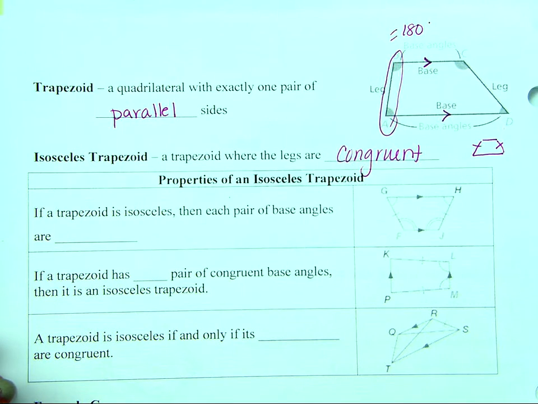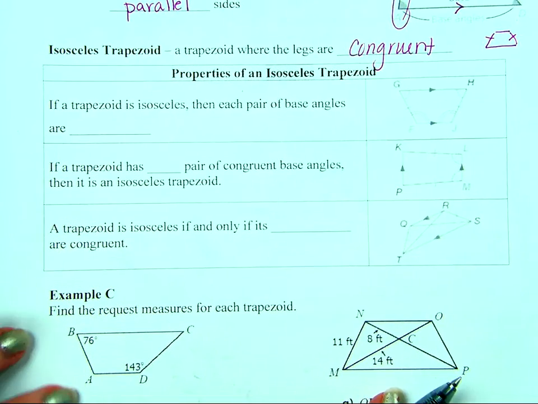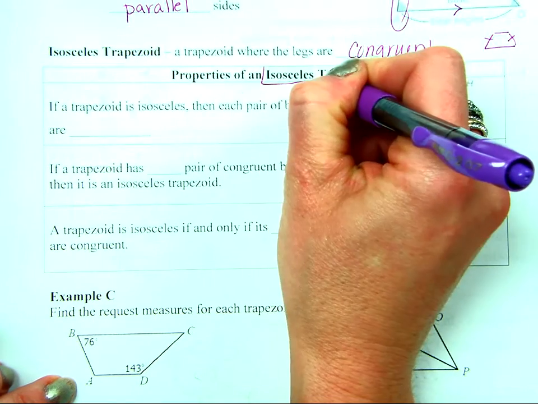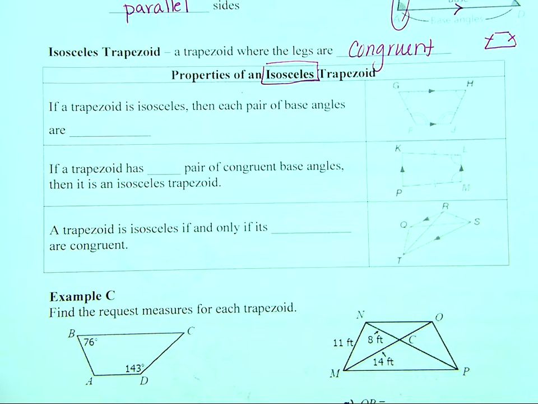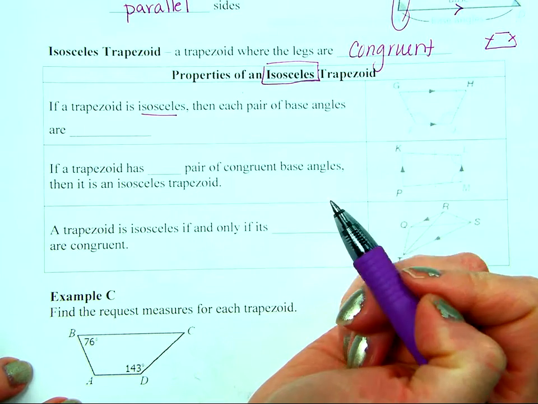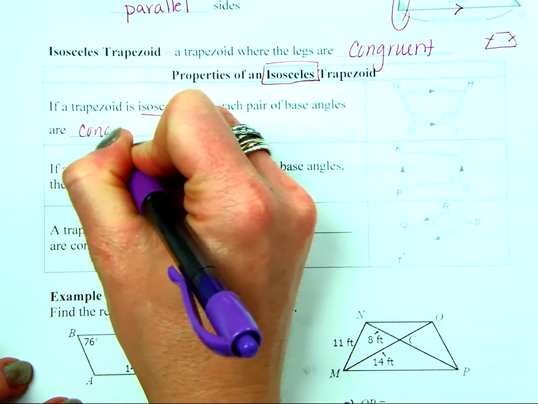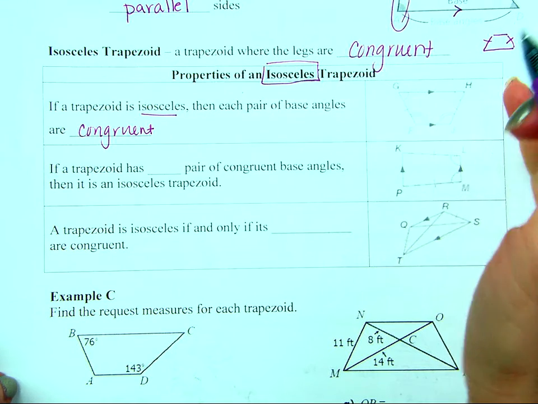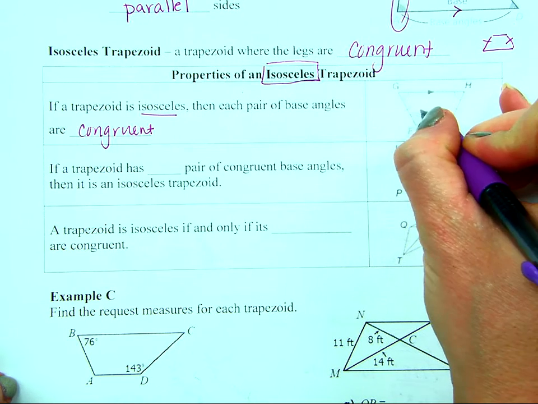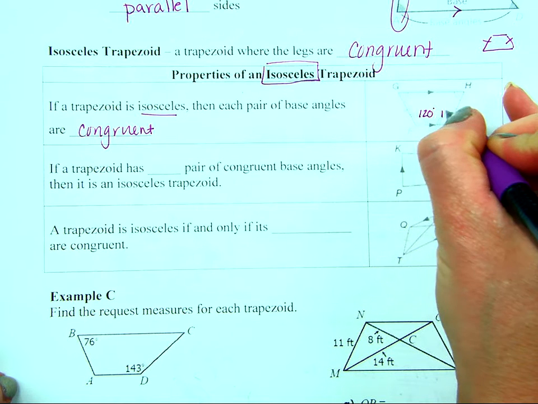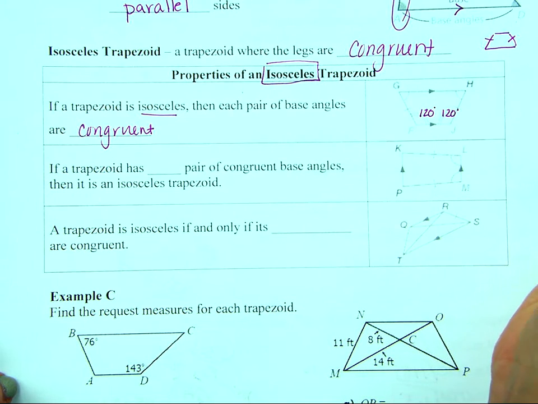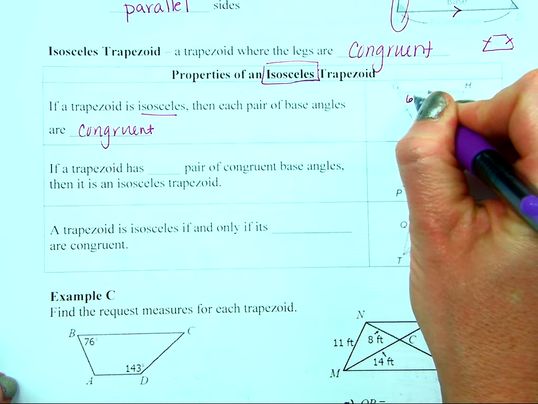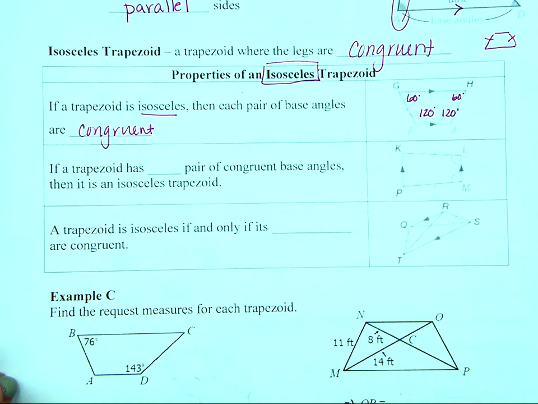But the following properties that we're going to talk about are true for an isosceles trapezoid. Okay, so when my two legs of my trapezoid are congruent, these properties hold true. If a trapezoid is isosceles, then each pair of base angles are congruent. Where are the base angles? Well, angle F and angle J is a pair of base angles. So if this would be 120 degrees, this would be 120 degrees. Likewise, the other pair, G, if this was 60 degrees, H would be 60 degrees.